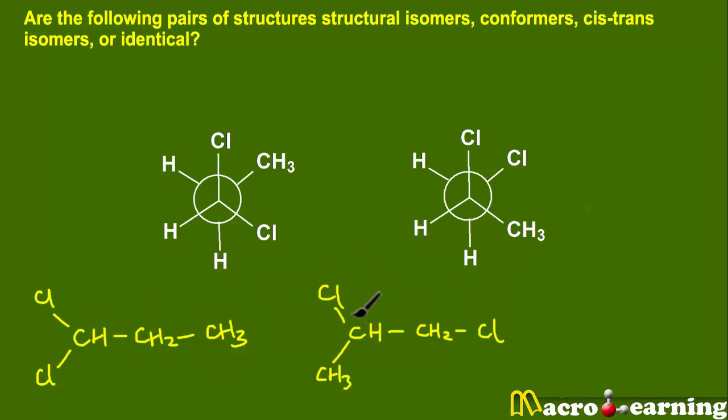But different structures, different connectivities of all the atoms. Here we have two chlorines on the left for one thing, and here we have one here and one on the right. So they're structural isomers. No need to even consider the cis-trans things or conformations. They're just different structural isomers. That's all. That's what you call structural isomers. Alright, next part.